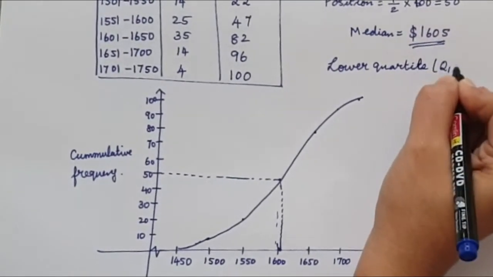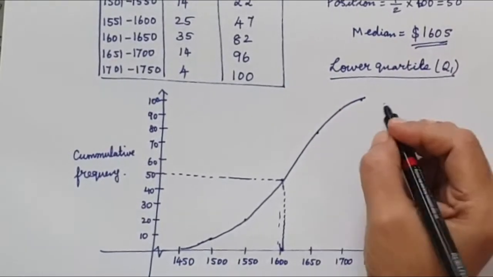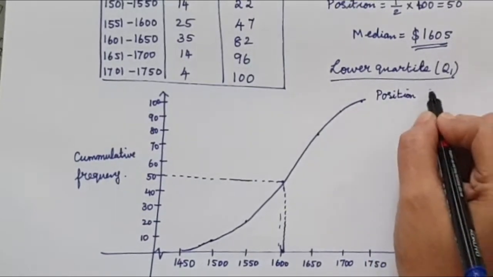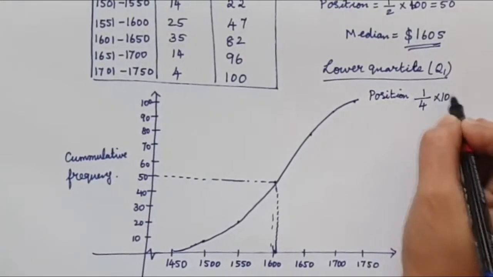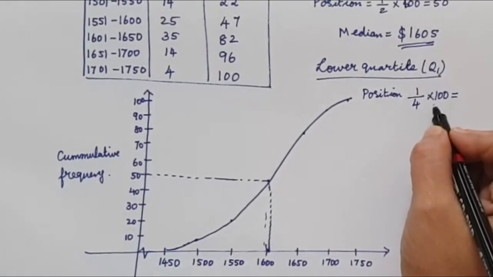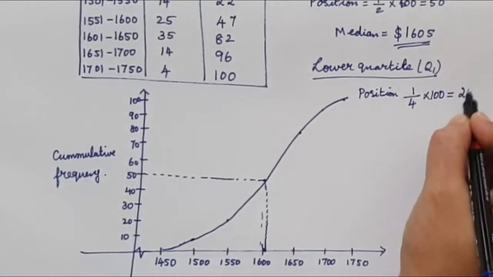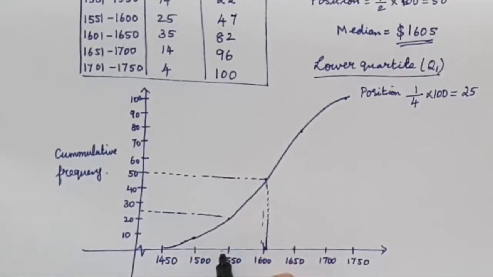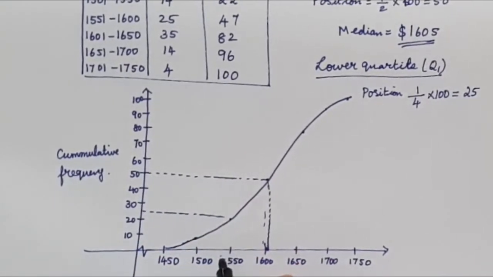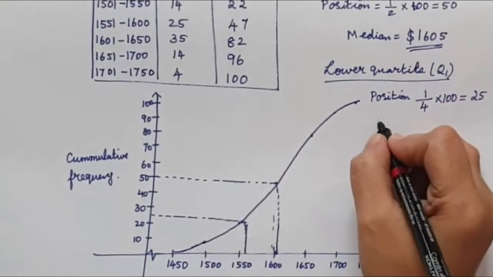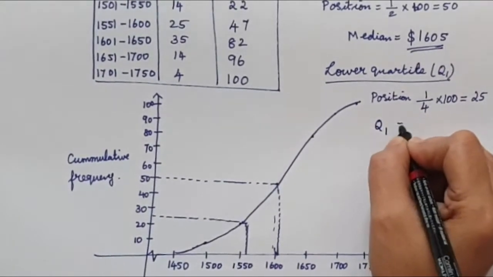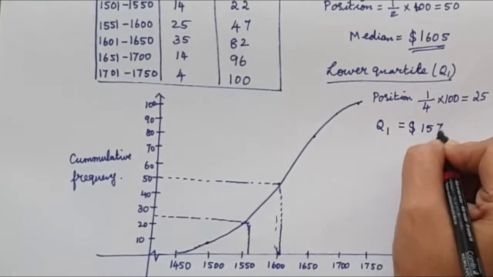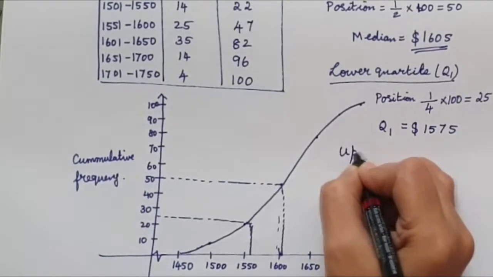Then the next one is the lower quartile. Lower quartile is Q1. As the name goes, lower quartile is a quarter. First fix the position of the lower quartile. Lower quartile is 1/4 of the total, here it is 100. If it is some other number, you write the number. So it is 25. So straight to 25 we draw it, and whatever answer we get over here, that will be the lower quartile. So our lower quartile, Q1, we'll just take approximately as 1575.